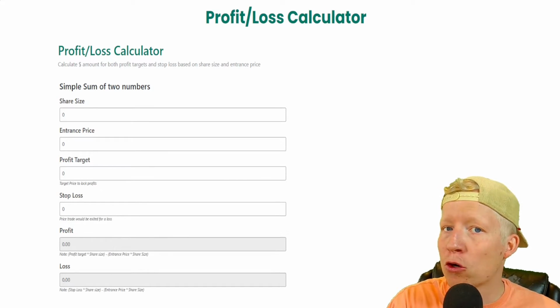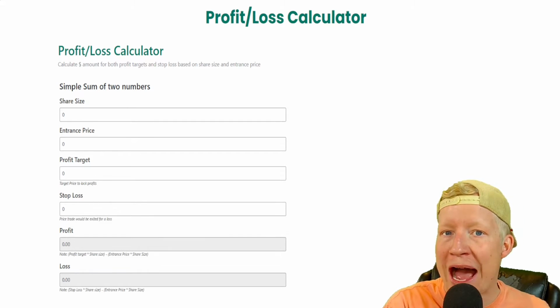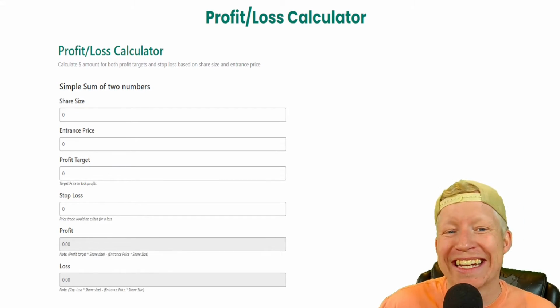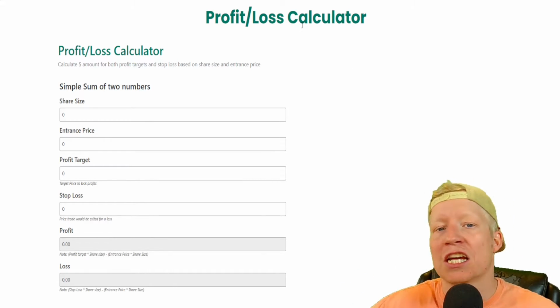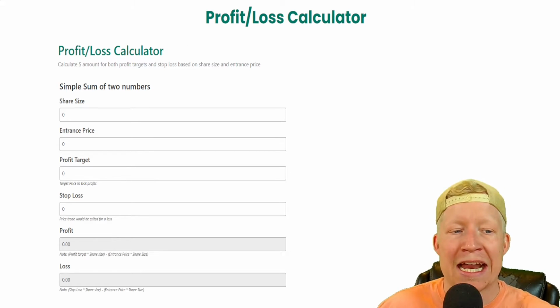Our third and final tool currently, I'm going to continue adding to this, of course, but currently our third and final tool on the website is a fun one. It's a profit loss calculator. So let's just continue the story here. Let's go back to that Amazon trade.